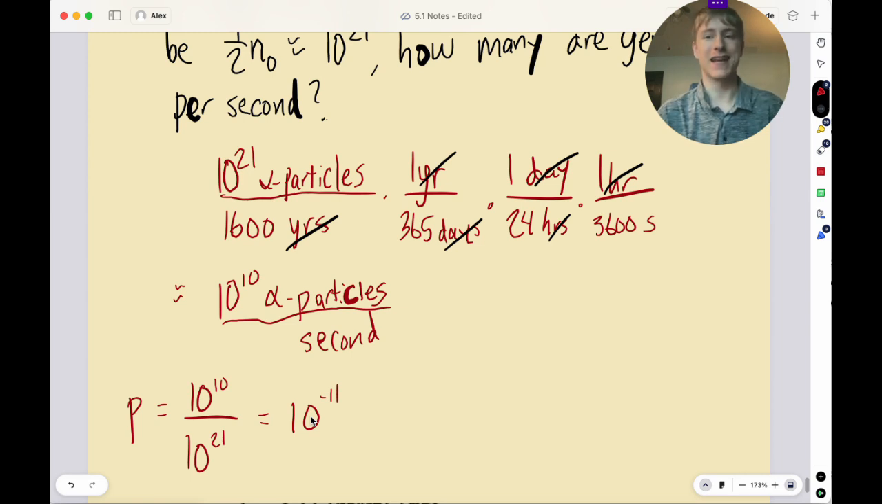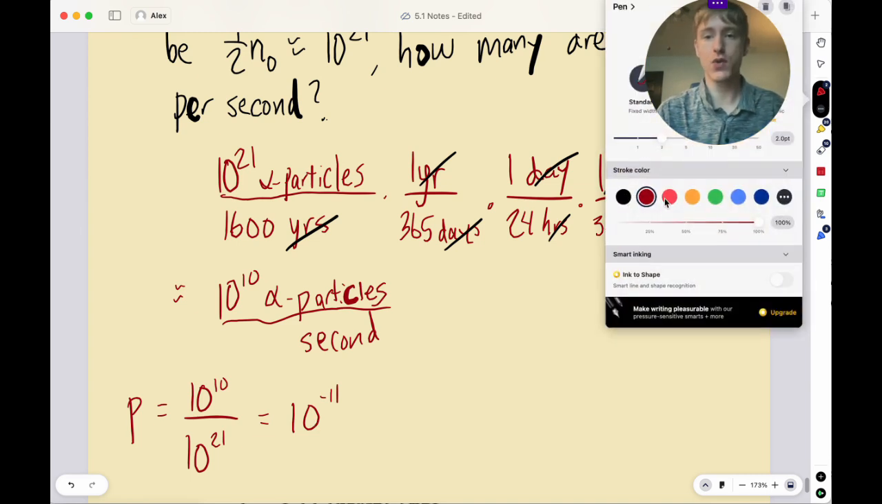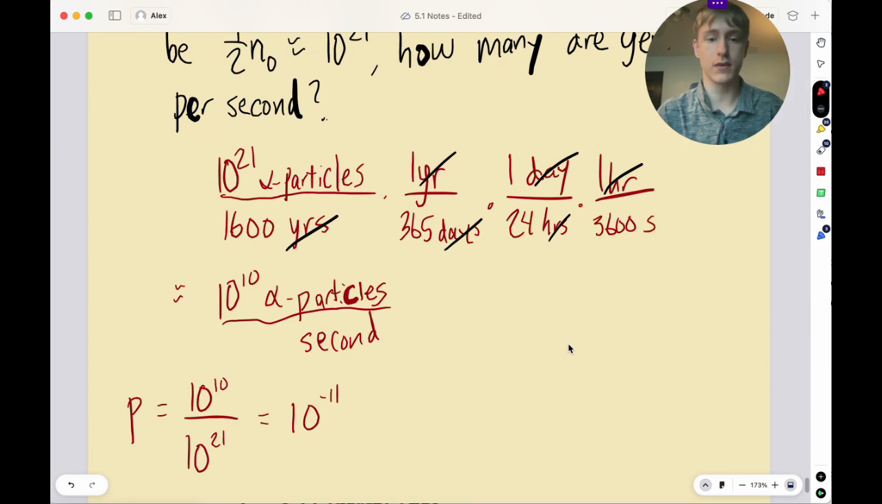Think about it for a second. If half of the particles are expected to decay in 1,600 years, what are the odds that one of them is going to decay in just 1 second? Very small. Okay, and in fact, this should also clue you into what distribution we're going to be using, because this is very small.